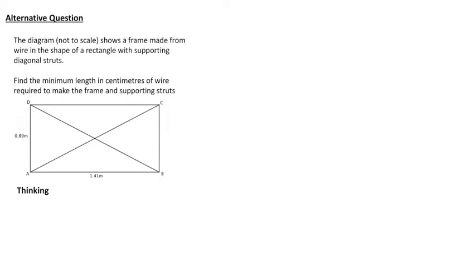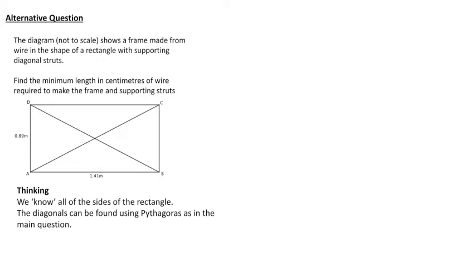Okay, an alternative question using basically the same maths could be this. So we have a diagram not to scale showing a frame made from a wire in the shape of a rectangle with supporting diagonal struts. Find the minimum length in centimetres of wire required to make the frame and supporting struts. So our thinking here is that we know all the sides of the rectangle. It says it's a rectangle, so that means that BC is the same as AD and CD is the same as AB.